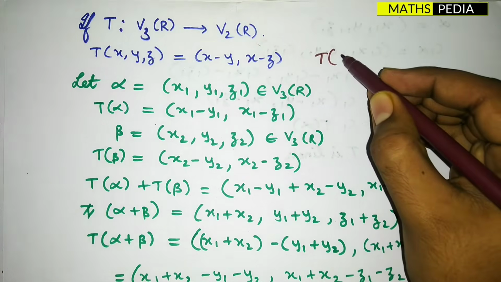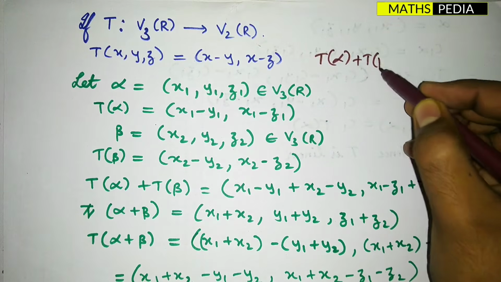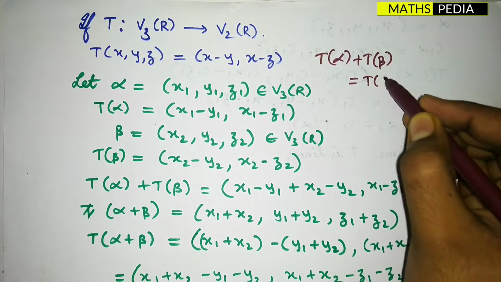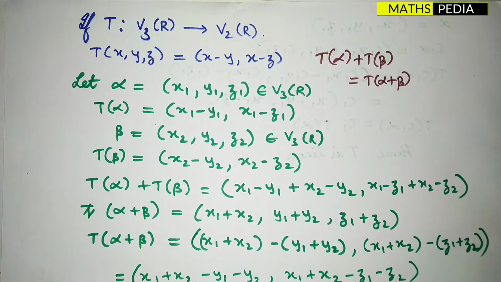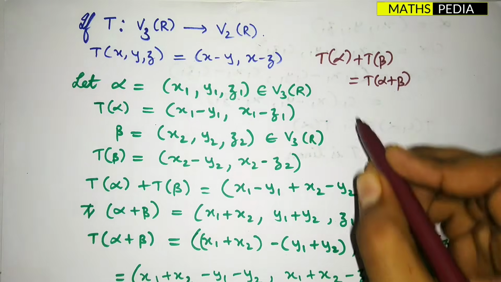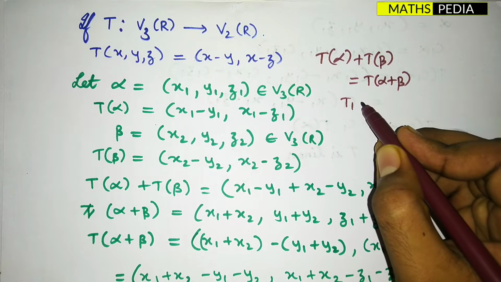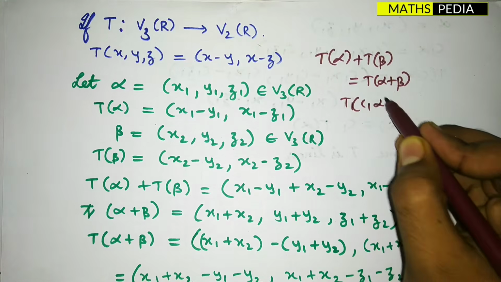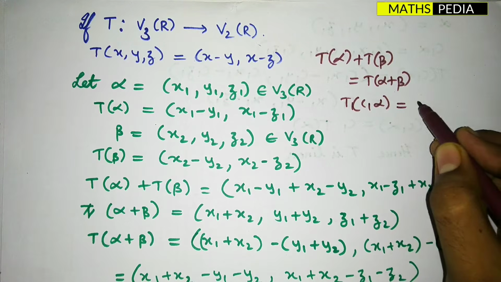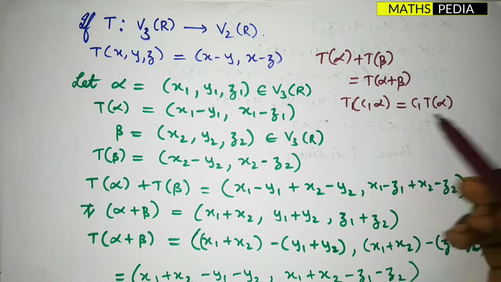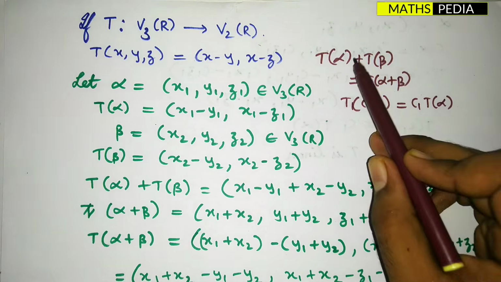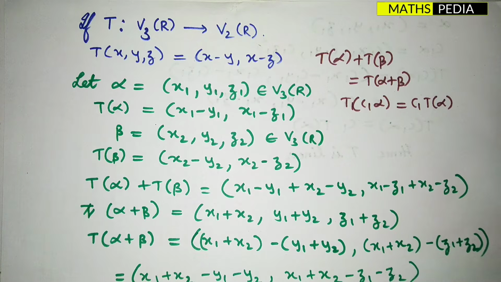T of alpha plus T of beta should be equal to T of alpha plus beta. This is the first condition you need to satisfy. The second one is T of c1 alpha should be equal to c1 into T of alpha. It's just taking the c1 outside, that's it. So two conditions are there in order to call a given mapping a linear transformation. So let us see this problem.